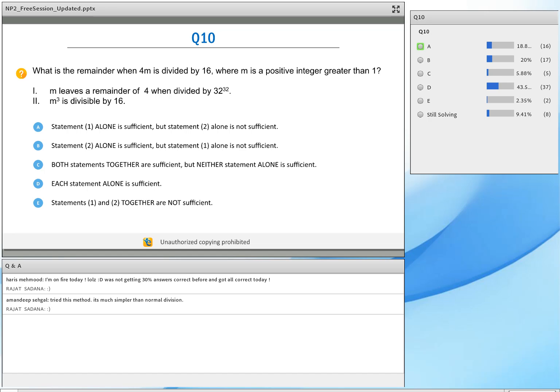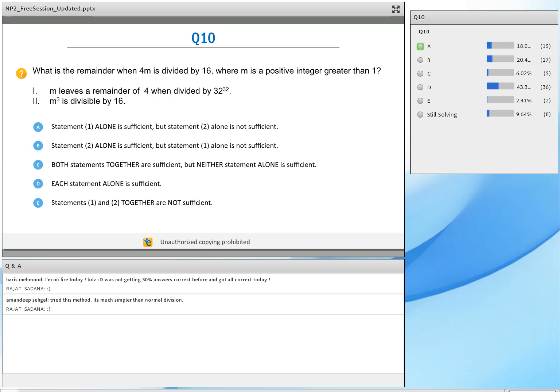Now, those of you who've chosen choice A or B, I want you to tell me why you chose choice A or choice B, and where you faltered. This question is very similar to the prior question, where we have to do a certain simplification and draw inferences before we actually move on to analyzing each statement.